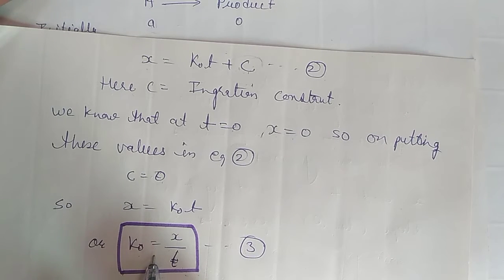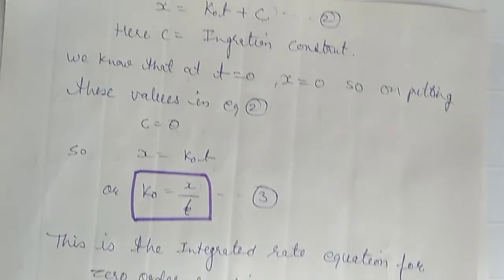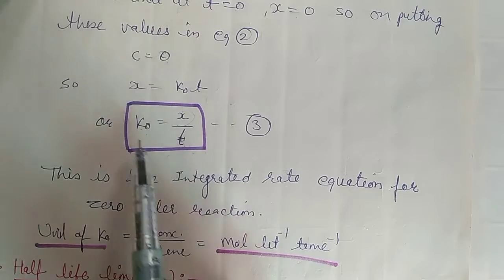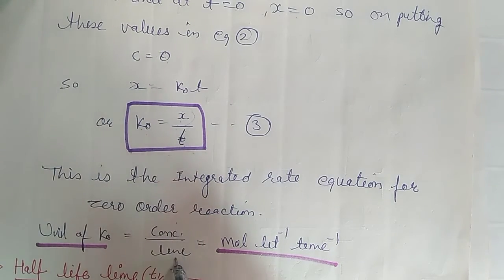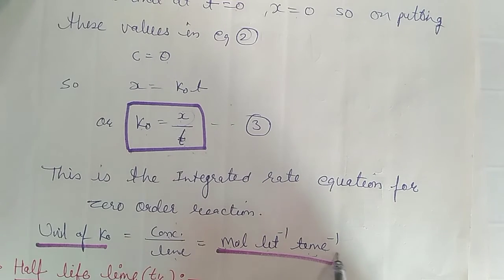Clear? What is the integrated rate equation for zero order reaction? K0 is equal to x upon t, where K0 is the rate constant for zero order reaction, x is the moles of products, or we can say concentration of the products, and t is time. Okay, now the unit of K0. K0 is equal to x upon t. The product means concentration upon time. Concentration means moles per liter, and time inverse. The unit will be mole liter inverse time inverse.